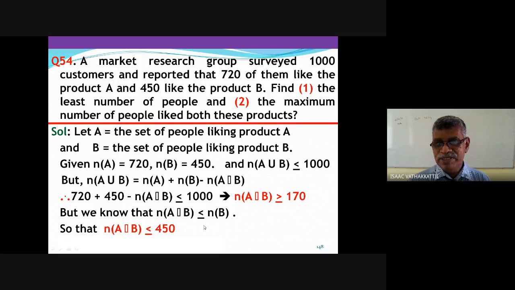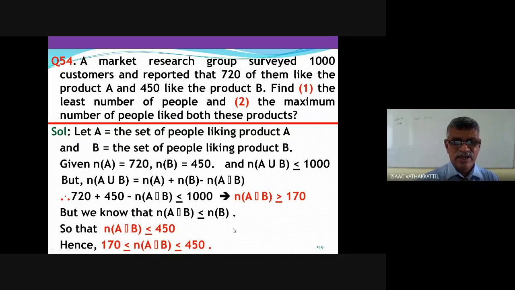So what is the ultimate? Number of A intersection B must lie minimum 170 and maximum 450. The answer is now 170 less than or equal to number of A intersection B less than or equal to 450.